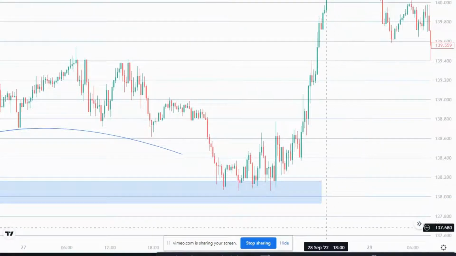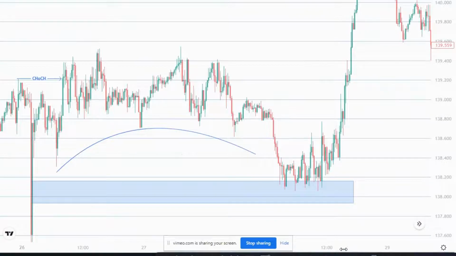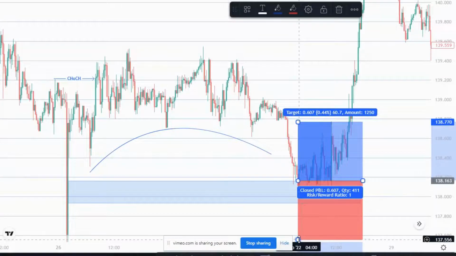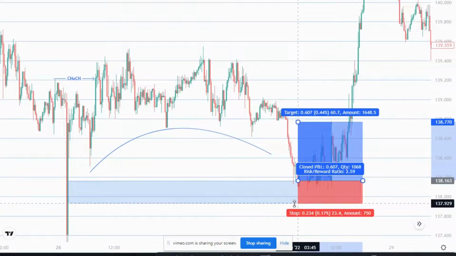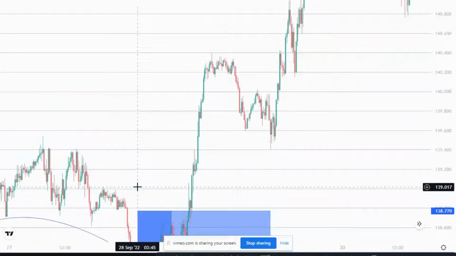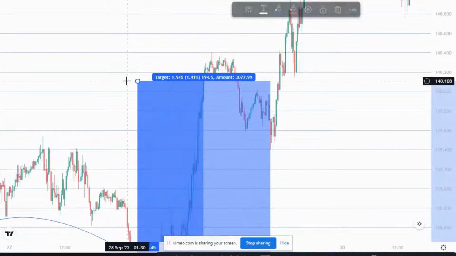All right, just like this. So our entry is gonna be at this point, exactly at this point. All right, our stop loss will be exactly below the demand zone. Okay, now let's go to that time frame so we can find out our take profit.